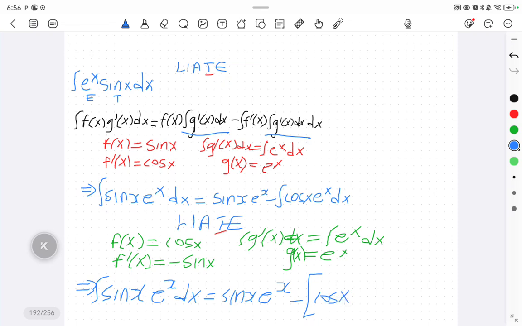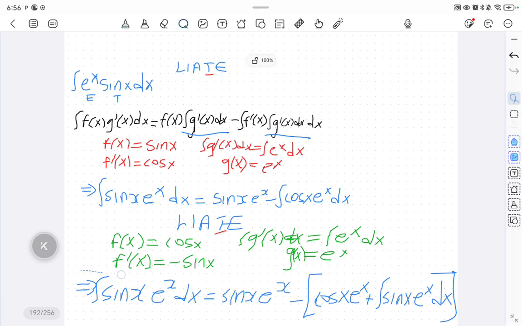G prime of that is e to the x minus the integral. F prime of x is minus, this will become positive, sine x. Then g prime of that is e to the x dx, this one. You see, right? And then I close here. If we check here, I can just easily copy this to the other side.